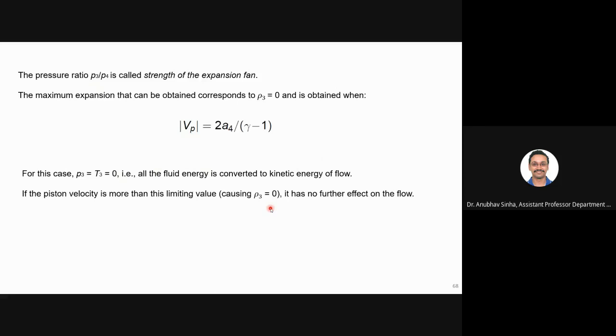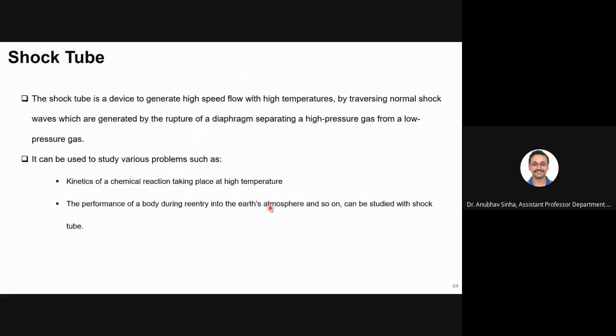Okay. So now why we studied the expansion fan is that there is a very interesting practical application. Okay. So two things we have studied so far: shock wave and expansion fan. Okay, they have various applications, and in various processes you can see those happening. But one interesting application is the shock tube, where we will see both shock wave and expansion fan at the same time in the same tube. Okay, so let us see what the shock tube is first.